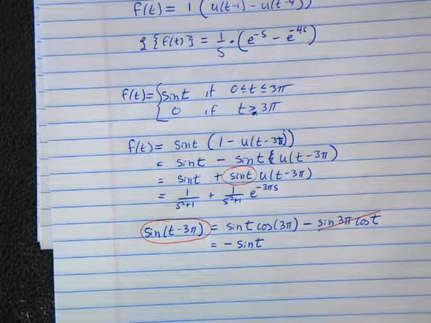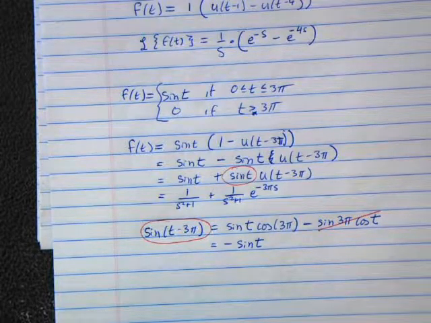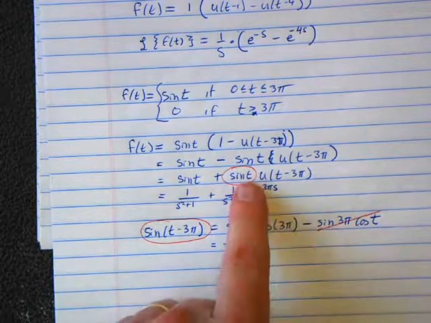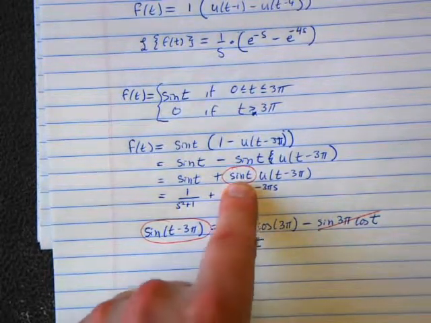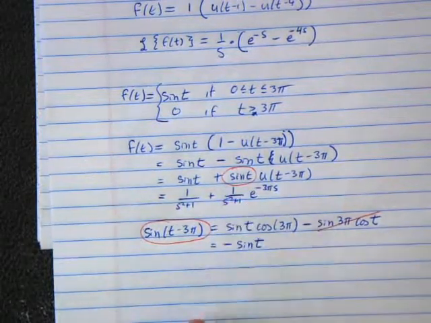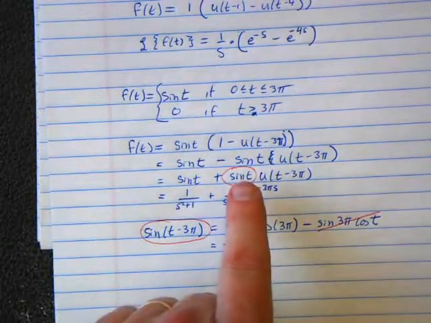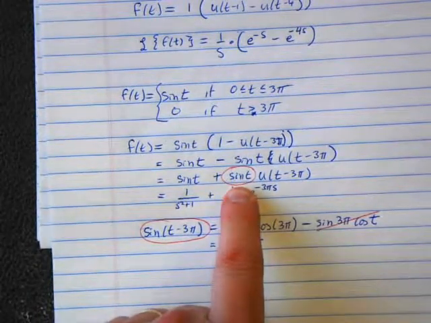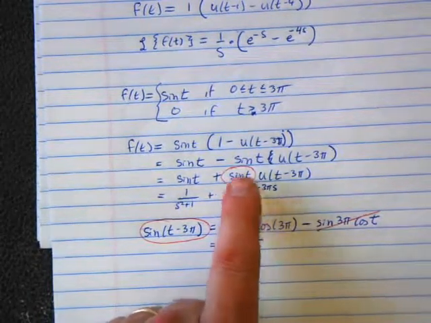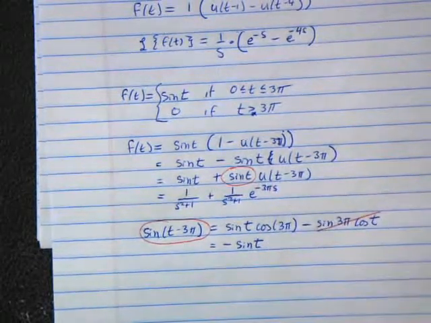Is it better to leave it as the sine t rather than switch to this because it's easier to do the Laplace transform? Right, I prefer to leave it as sine t because I know the Laplace transform of sine t. That makes sense. But there's absolutely no reason why you couldn't write it as plus sine of t minus 3 pi. And then it would look like your t minus 3 pi and your t minus 3 pi match up.